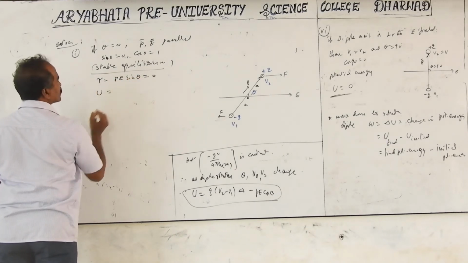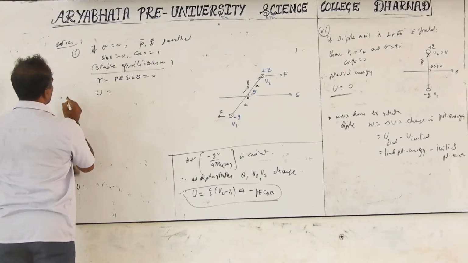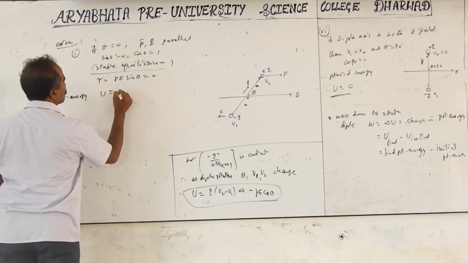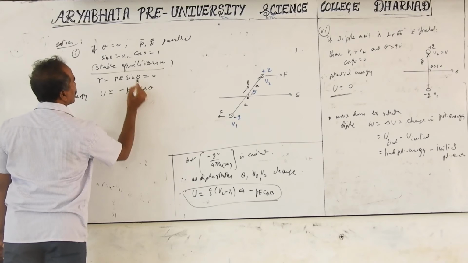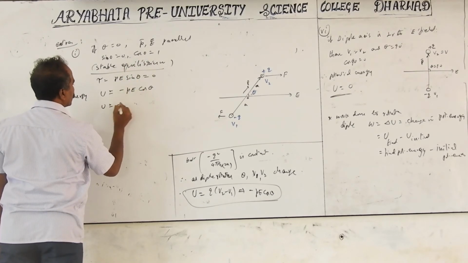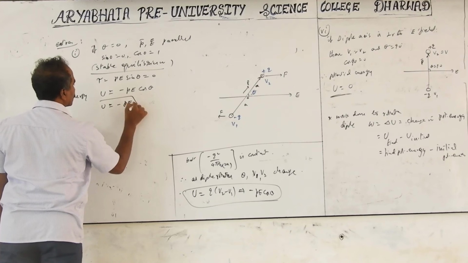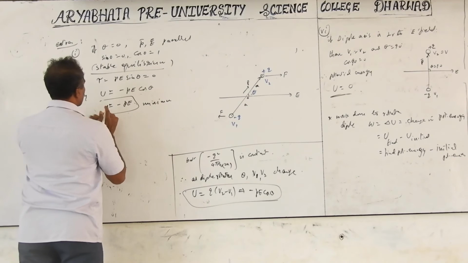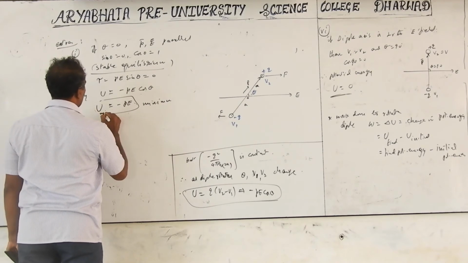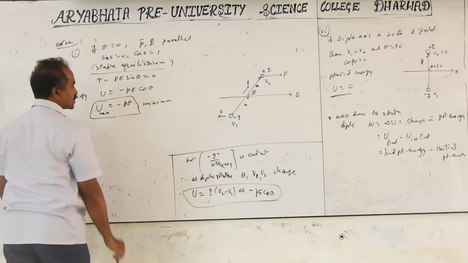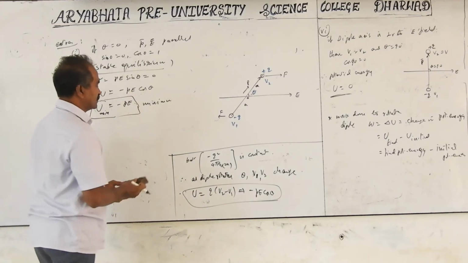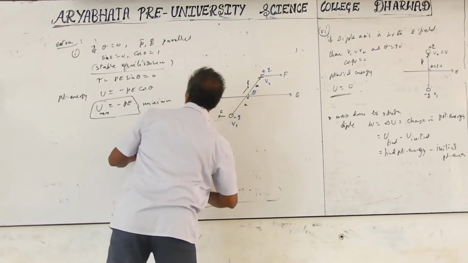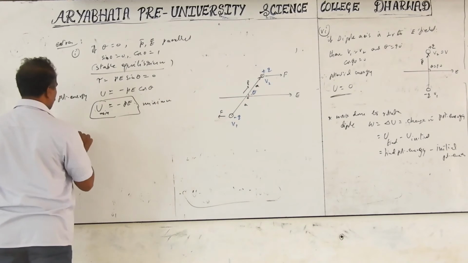But the potential energy U equal to minus pE cos theta. Cos 0 is 1. So you get U equal to minus pE. This is the minimum potential energy. Every object tries to have the minimum potential energy. So if you rotate it, it again tries to go back to the minimum value, to become theta equal to 0. That is the effect of torque.